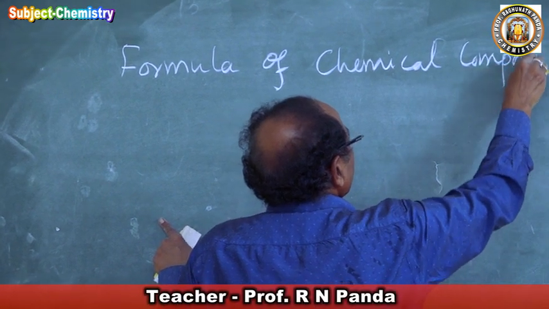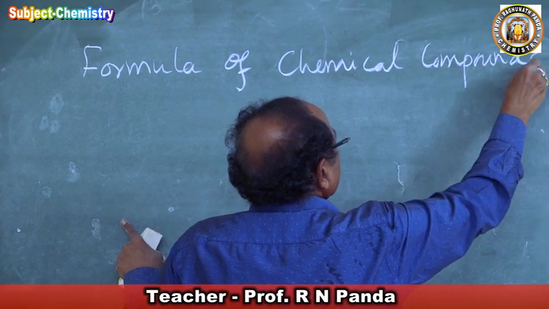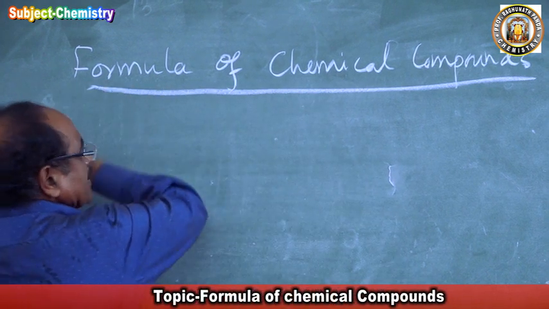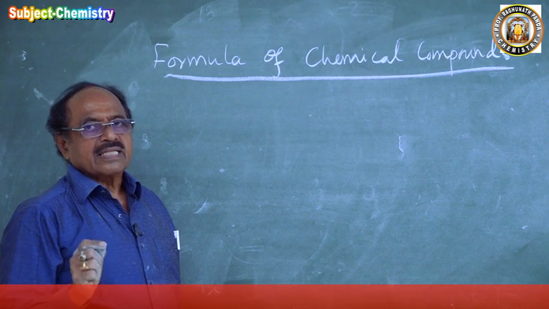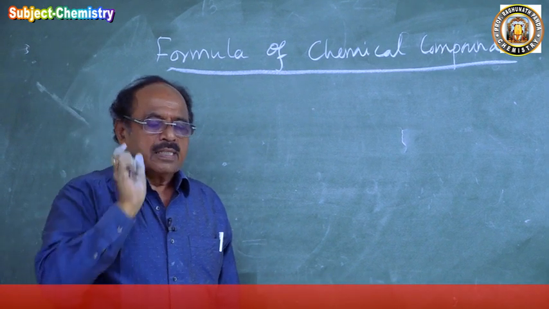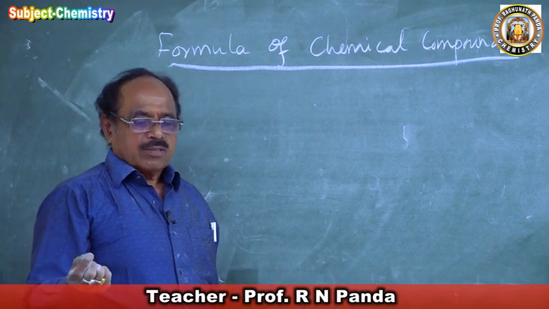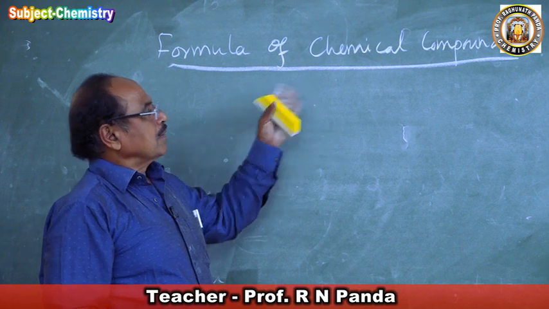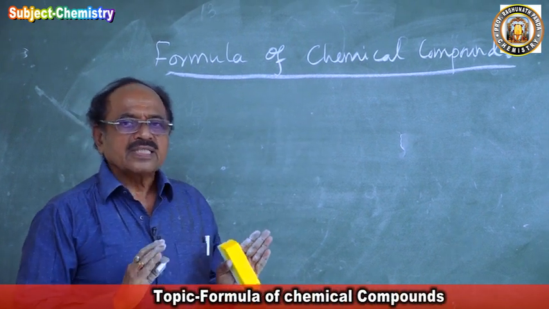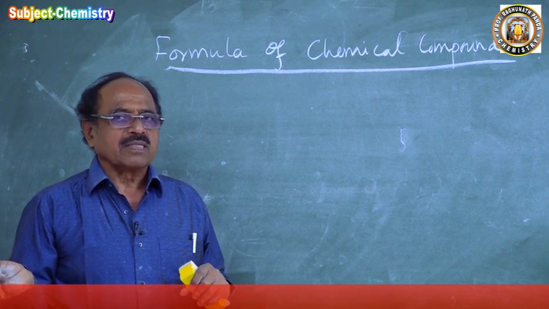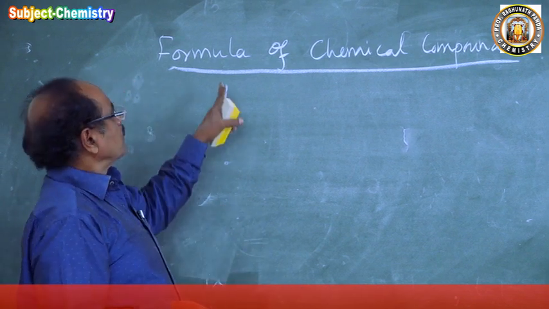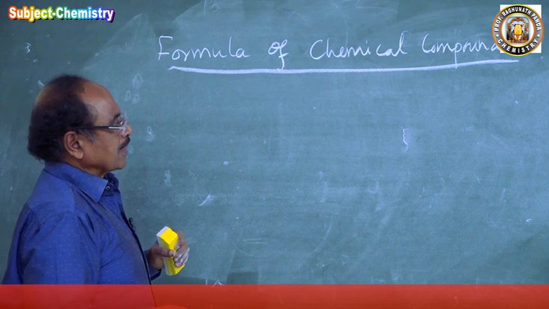What does a chemical compound contain? It contains the basic radical and the acid radical. It will have the basic radical and the acid radical. Two elements or more than two elements may be there also. Let us first go from simple, then to compound, then to complex compound. So now let's come to the formula of chemical compounds.